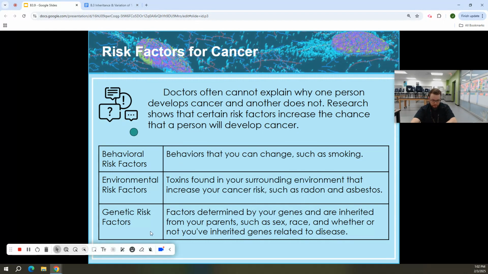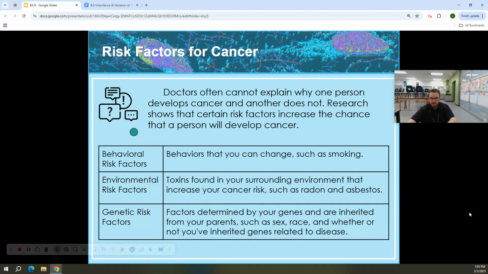And then genetic is impossible to address. There's no way to change your genes. Your genes are what they are. Your parents are who they are, and there's no going back from that. But genetic risk factors are factors determined by your genes or your DNA and are inherited from your parents.